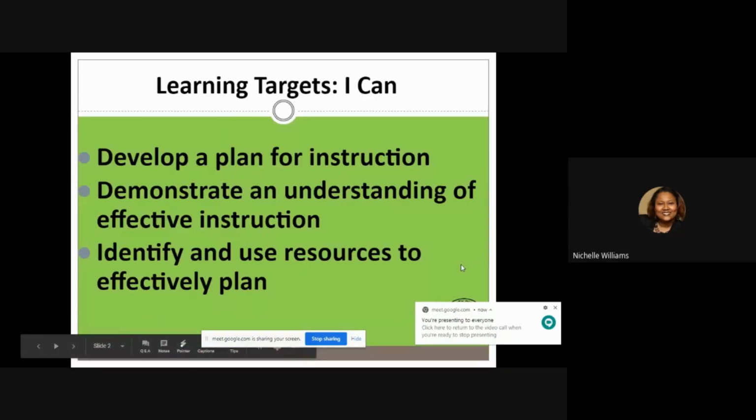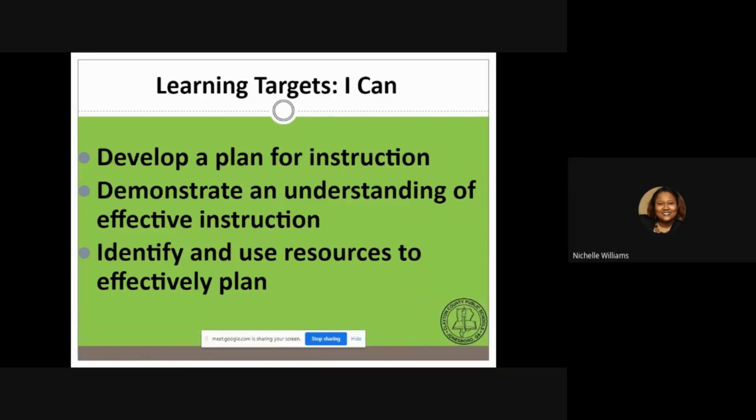The learning targets for this module include being able to develop a plan for instruction. You should also be able to demonstrate an understanding of effective instruction. And lastly, to be able to identify and use resources to effectively plan.